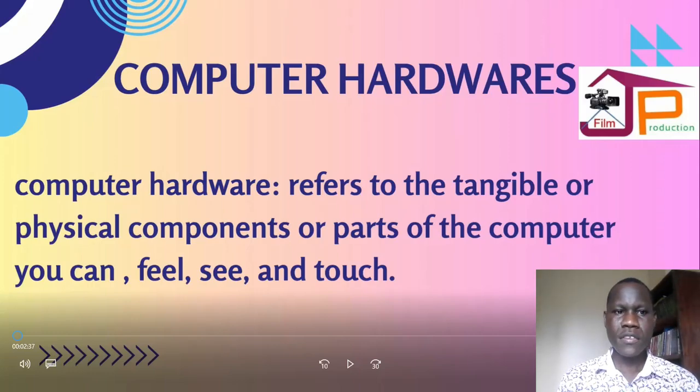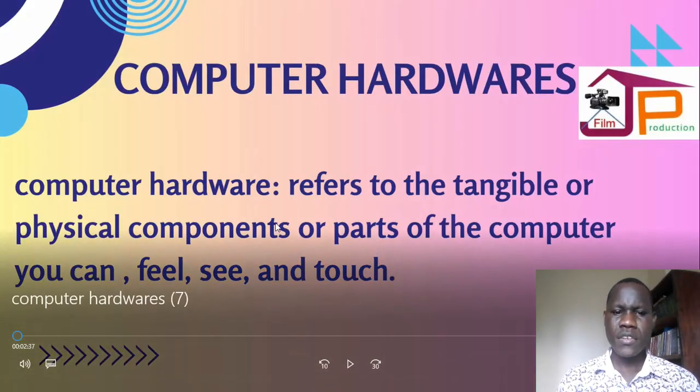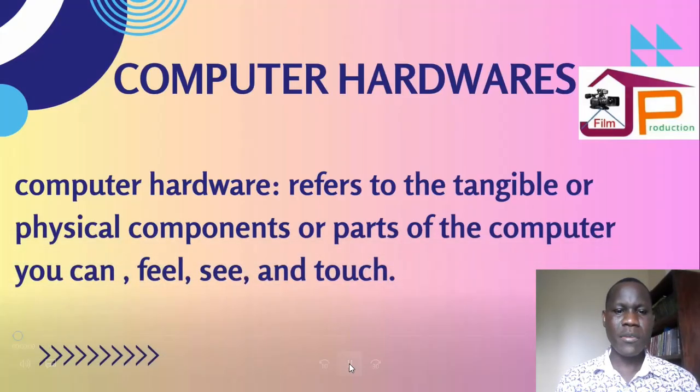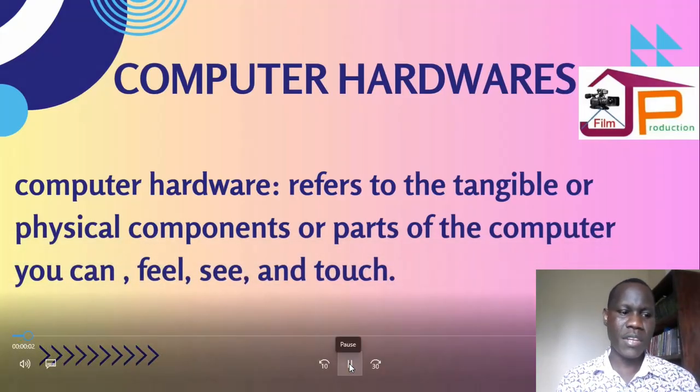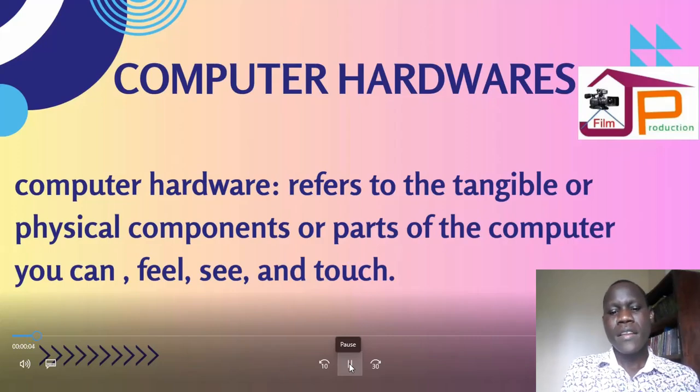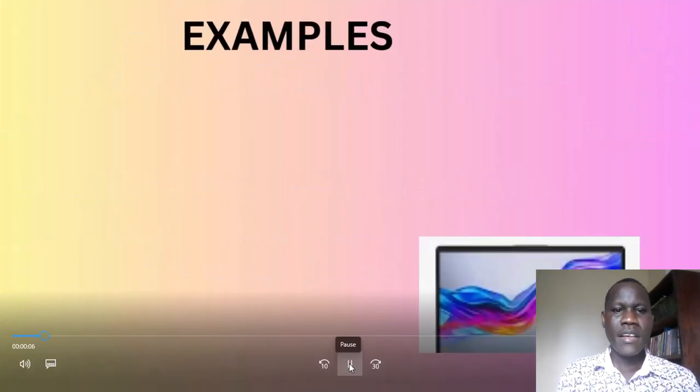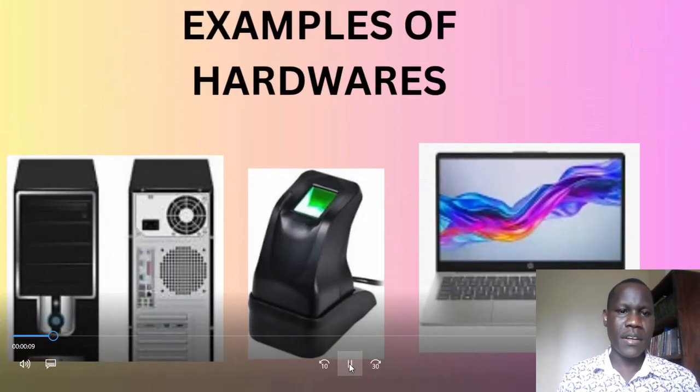Today I'm going to discuss with you what we call computer hardware. Now, computer hardware by definition refers to the tangible or physical components or parts of the computer you can feel, see and touch. So any part of the computer you're able to see, feel and touch is what we call computer hardware. Now, without wasting time, let us go to examples of computer hardware.